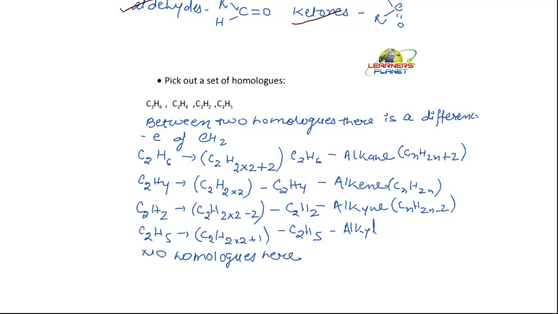Had it been one more molecule like C3H8, which of the two would have been the homologues? C2H6 and C3H8. Okay, so you can get questions like this. Now let's take up our next question here.